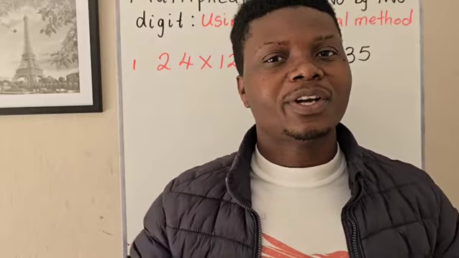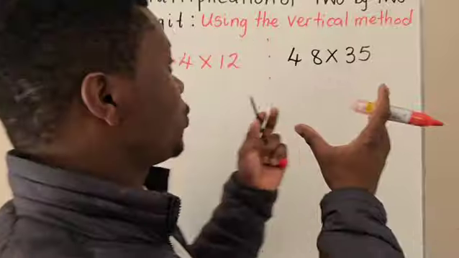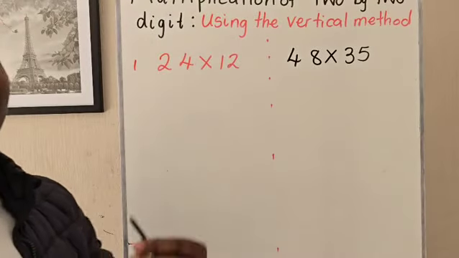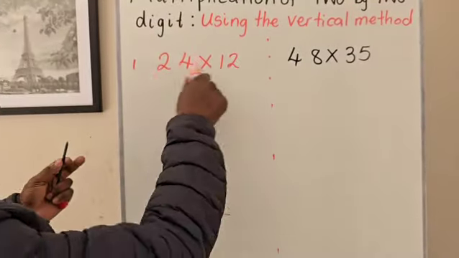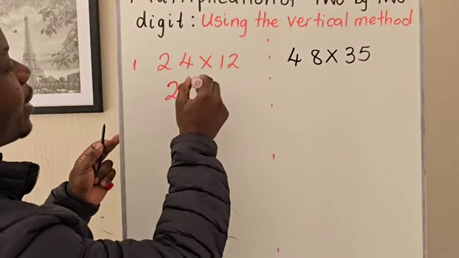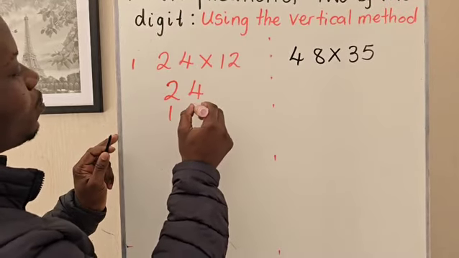And in this case, we're going to use the vertical method. I have two questions right here on the board. Let's just get right in. So this is 24 times 12. I'm going to write 24 times 12.